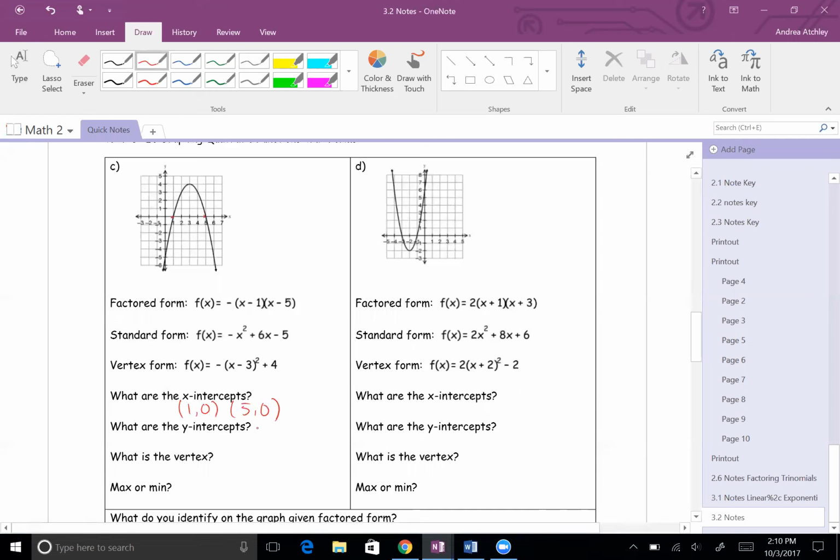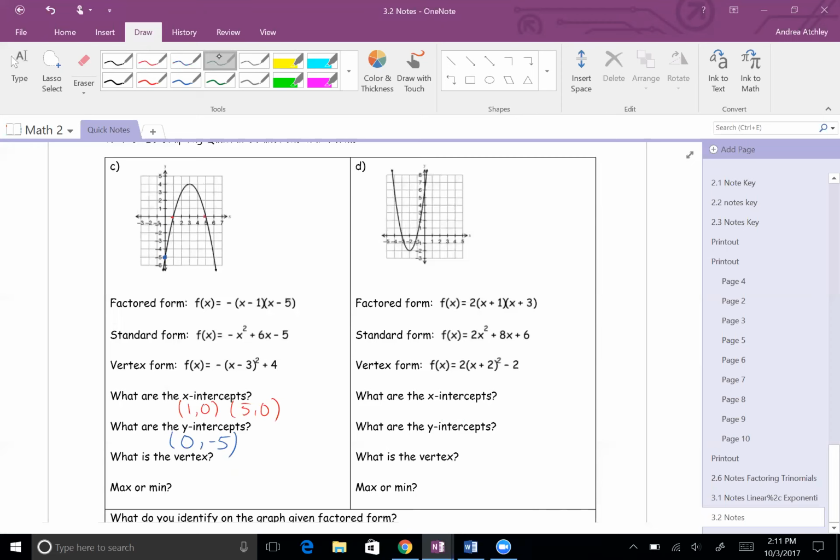Y-intercepts then. Elizabeth, what did you get for the y-intercepts? The y-intercept crosses where? That's the x-intercepts. I'm looking at the y-intercepts. Where's it cross the y-axis? We're on C? Negative 5. 0 for x and negative 5.